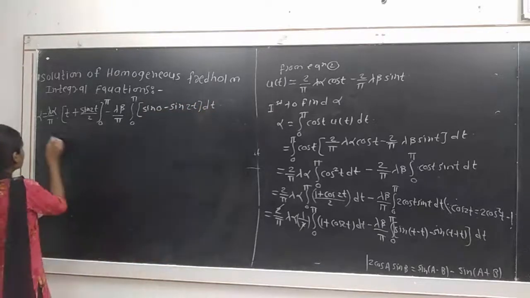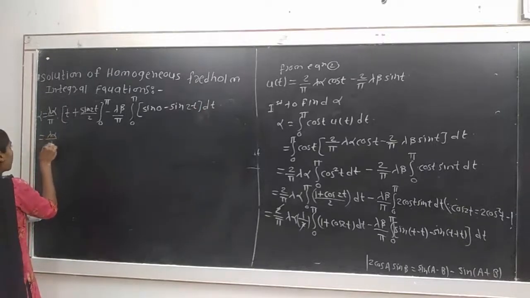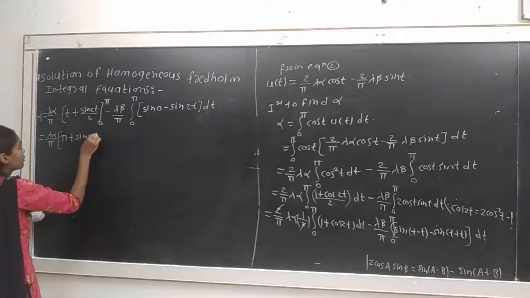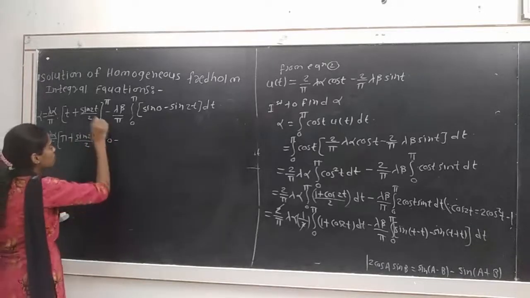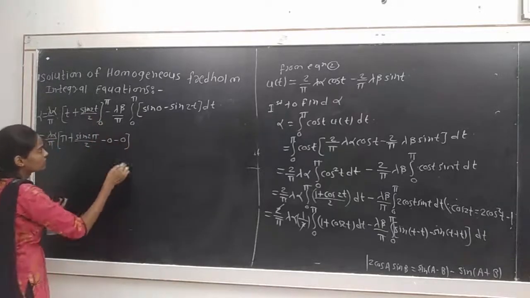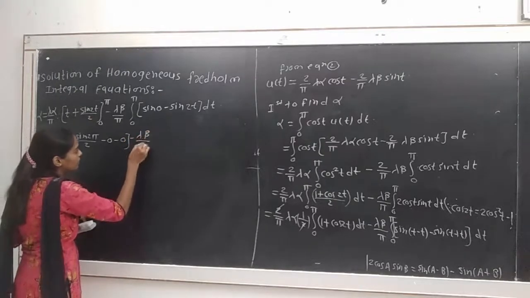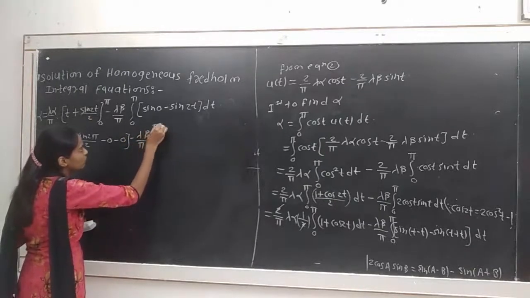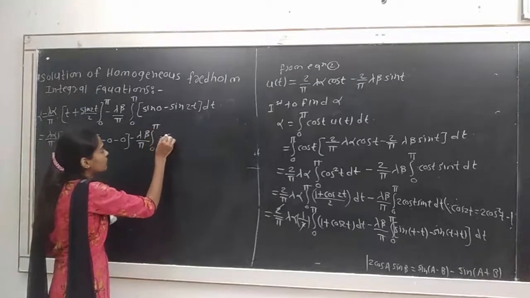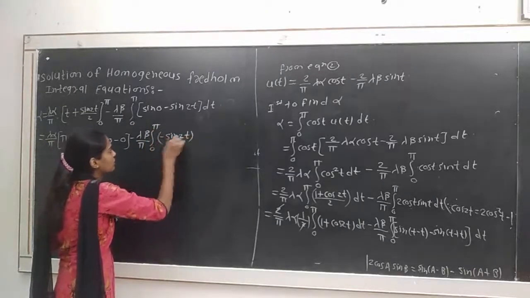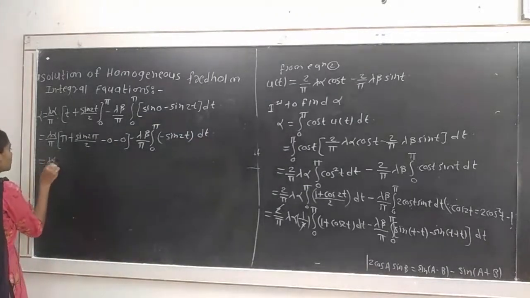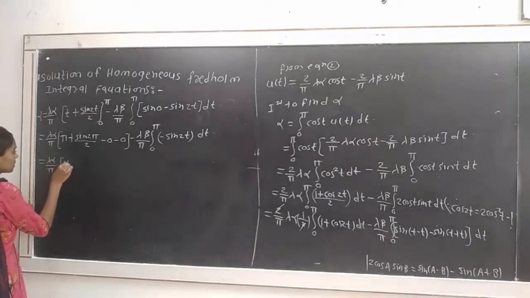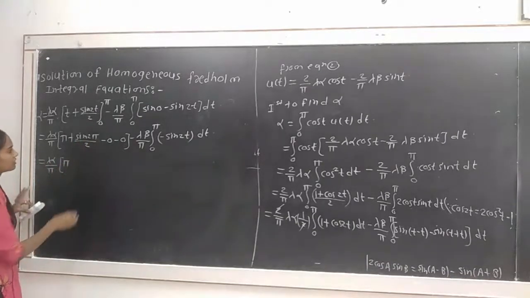Then it is equal to lambda alpha by pi. By putting in the limits, we get pi plus sin 2 pi divided by 2 minus 0, so this term becomes 0. Again sin 0 will be 0, so this will also be 0. Lambda beta divided by pi, integration from 0 to pi, sin 0 will be 0, so we have here minus sin 2t dt. Then we take the integration. So lambda alpha divided by pi, sin 2 pi will be 0.